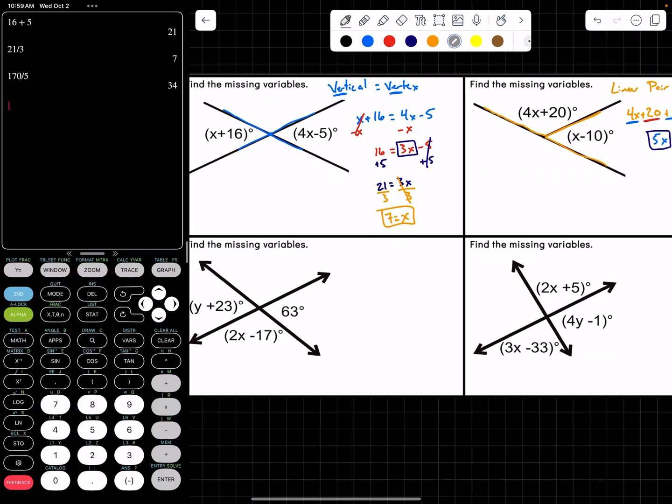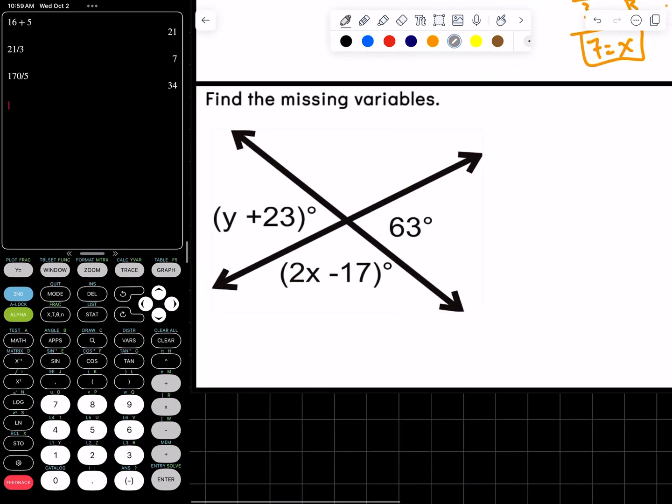Over here on the bottom left, we've got a little bit more stuff going on. The first thing I'm going to do is use my vertical angles to solve for y. So I know that y plus 23 has to equal 63 because these are vertical angles. So these are going to be congruent.